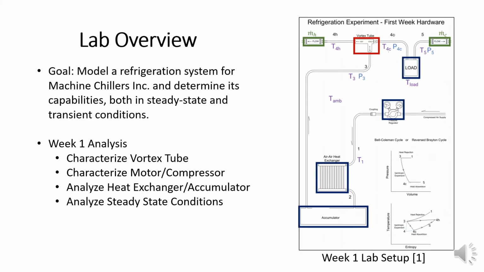The purpose of this lab is to model a refrigeration system from Machine Chillers Incorporated and determine its capabilities, both in steady state and transient operation. For week 1, we must characterize the Vortex tube, characterize the motor and compressor, analyze the heat exchanger and accumulator, and analyze the steady state conditions of the refrigeration system shown in the figure to the right.